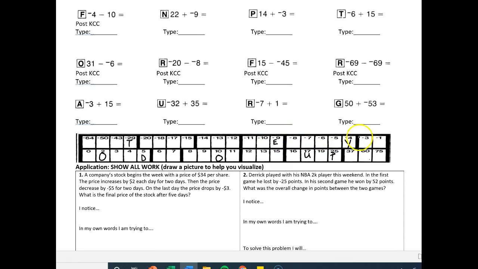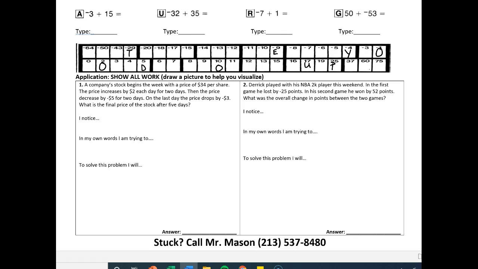All right, so that's all you're doing. Make sure you're showing your work, labeling the types, rewriting KCC problems, and then you got these 2 application problems. Please show all work.